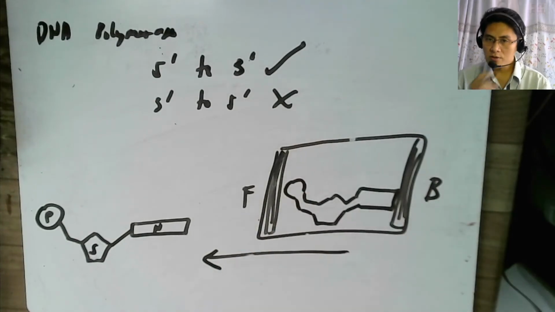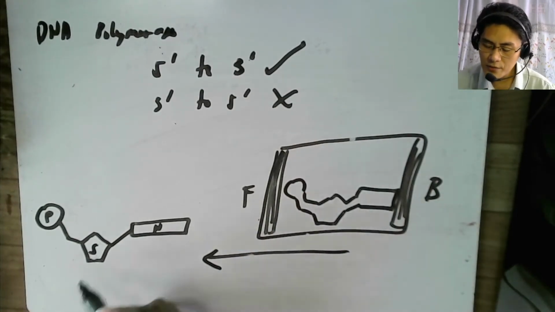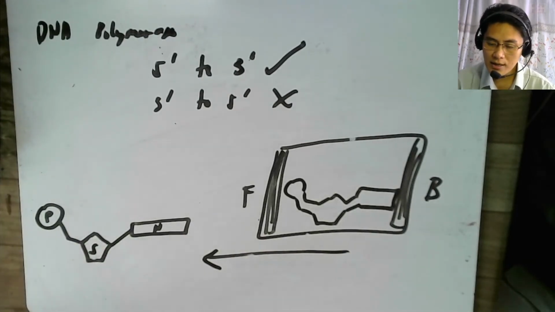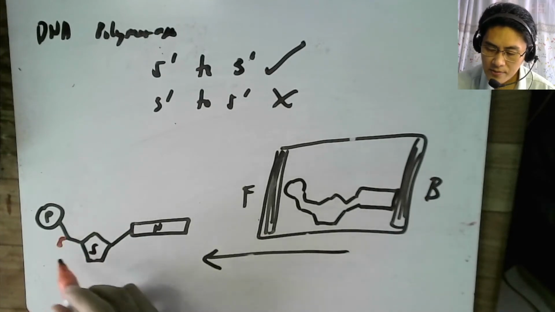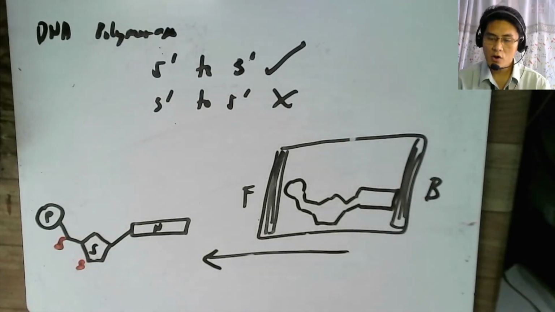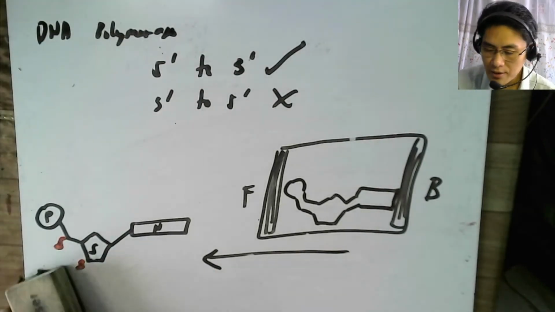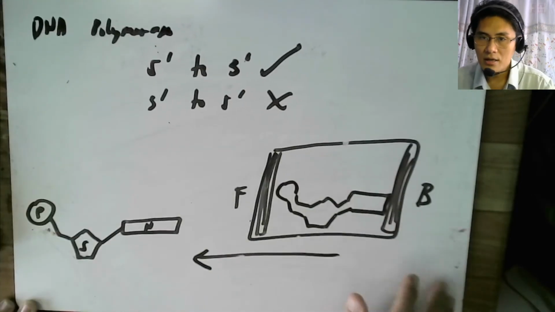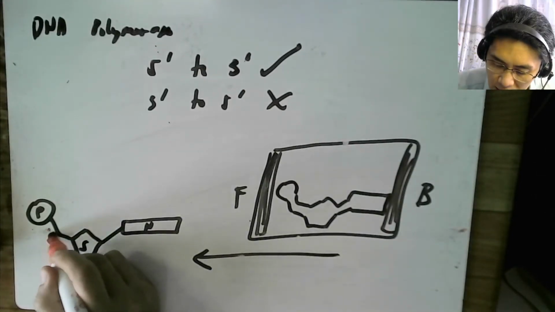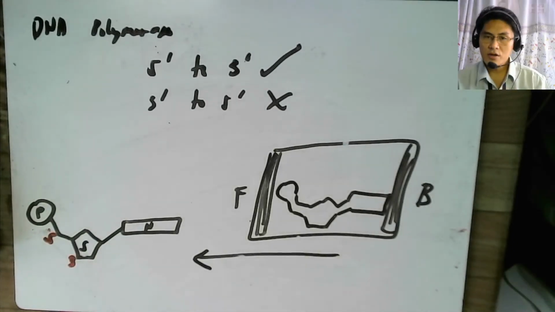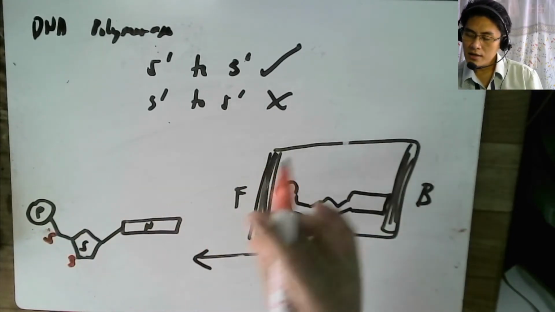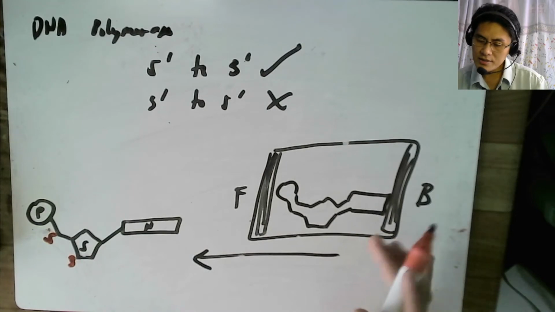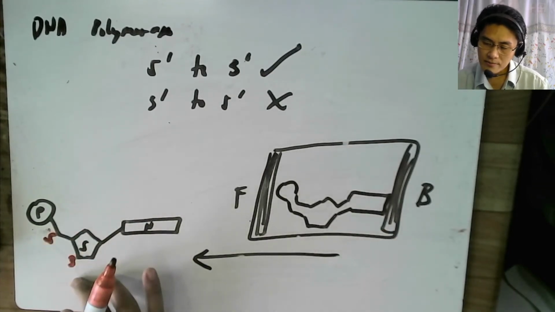So now you can see what the problem is. Remember this is the DNA polymerase, and if you remember our counting, this is carbon number 5 here, and this is carbon number 3. Go back and watch the video when I discuss the 3 prime and 5 prime if you do not understand what I'm talking about here. So in this direction, this is the 5 prime end and this is the 3 prime end.